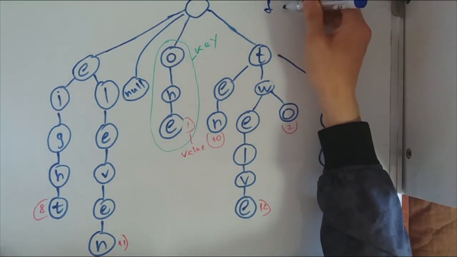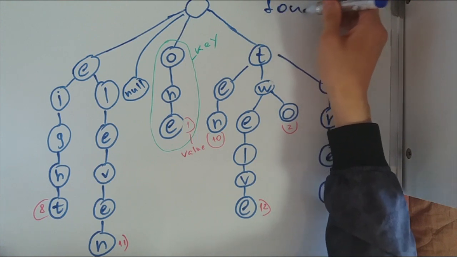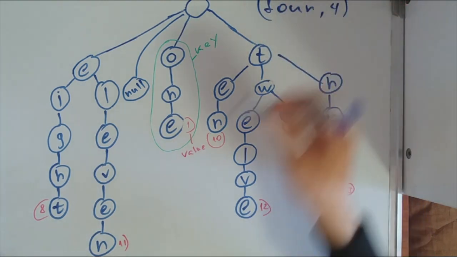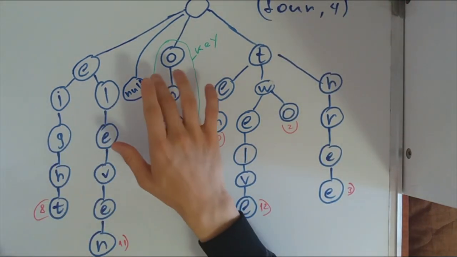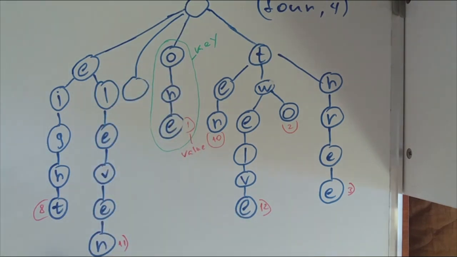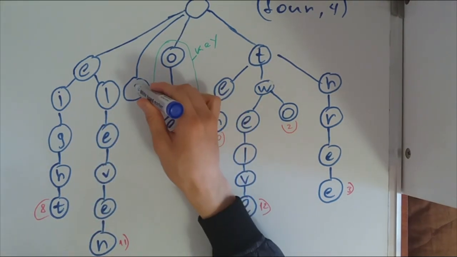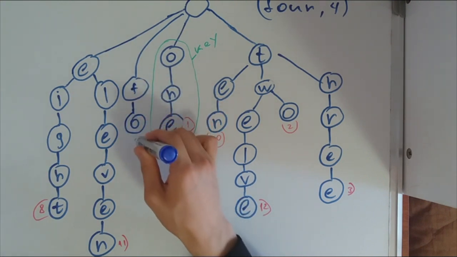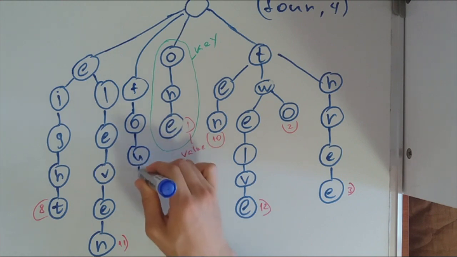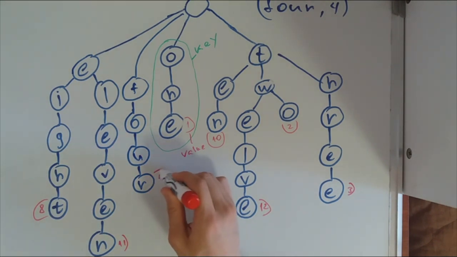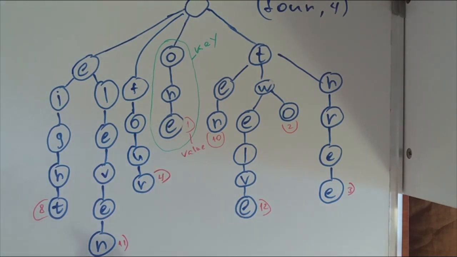But if we add the word "for" and a value for it to this trie, this node will no longer be null, and we can provide characters, and of course attach a value to the last node.